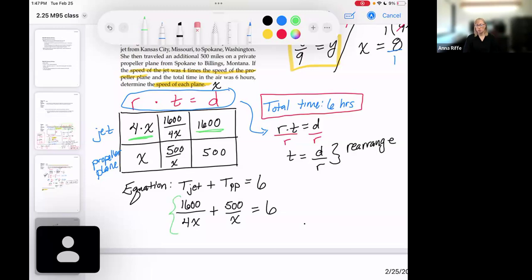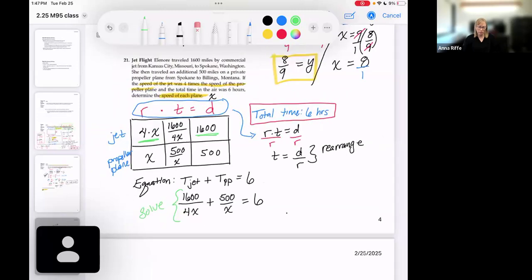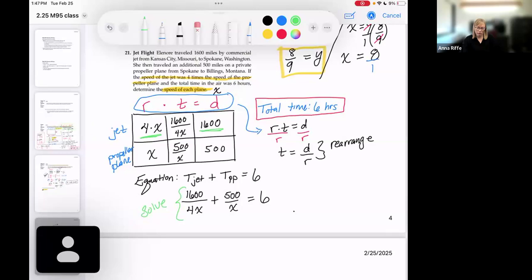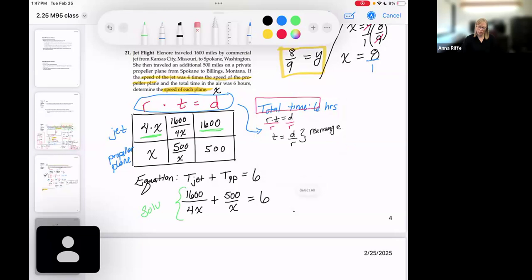Once we have the equation, we can solve it. Again, half the battle with applications is just figuring out what the heck do I write as an equation. But once we have that, we can go ahead and solve. Let me create a little more room here. We're going to solve this using the processes that we've done before. A lot of these are rational equations. So we're going to find the LCD, which is, we could use 4x, that'll work.